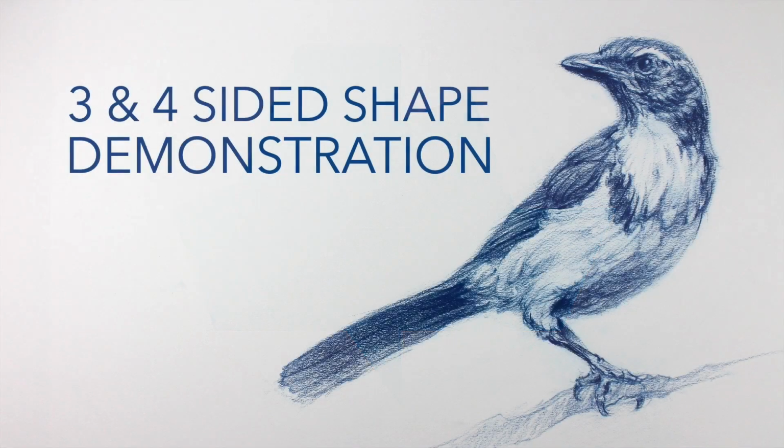Ultimately, there are no limits to how many sides a shape can have. By combining numerous horizontal, vertical, and oblique angled lines, you can create incredibly dynamic shapes.